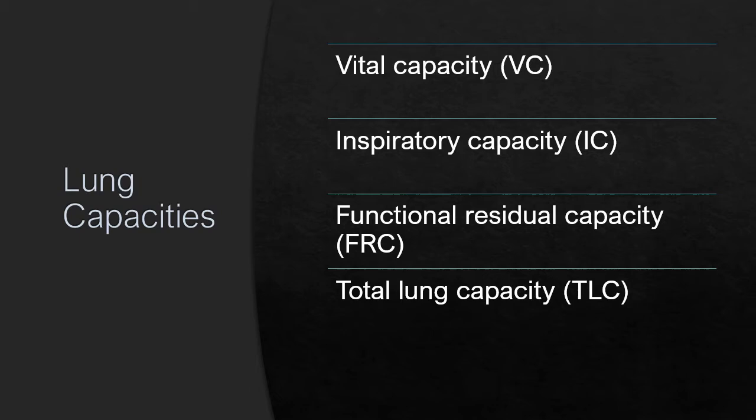Total lung capacity is all of your volumes added together. It is the maximum amount of air that the lungs can accommodate. Total lung capacity is equal to tidal volume plus inspiratory reserve volume plus expiratory reserve volume and the RV. In a normal male, this is about 6,000 milliliters. In a normal female adult, it's about 4,200 milliliters.